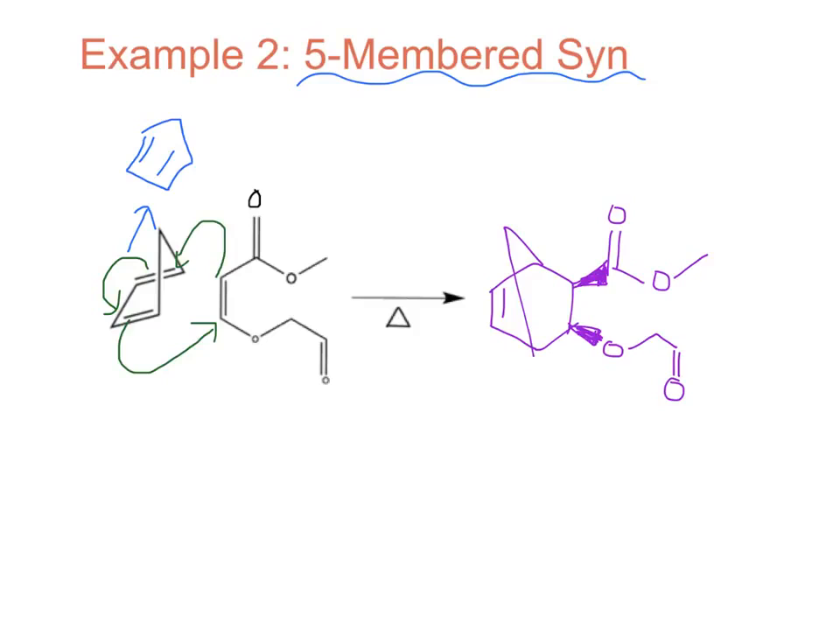Notice how the end product has Syn-stereochemistry. This means that the bonds are sticking out towards us, meaning solid wedges, or they could be sticking inwards, having the dashed lines. Either way, these both mean the same thing.